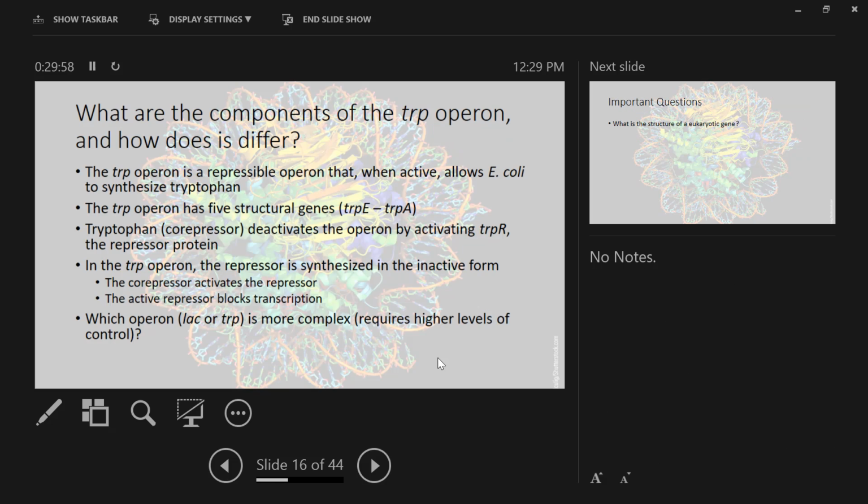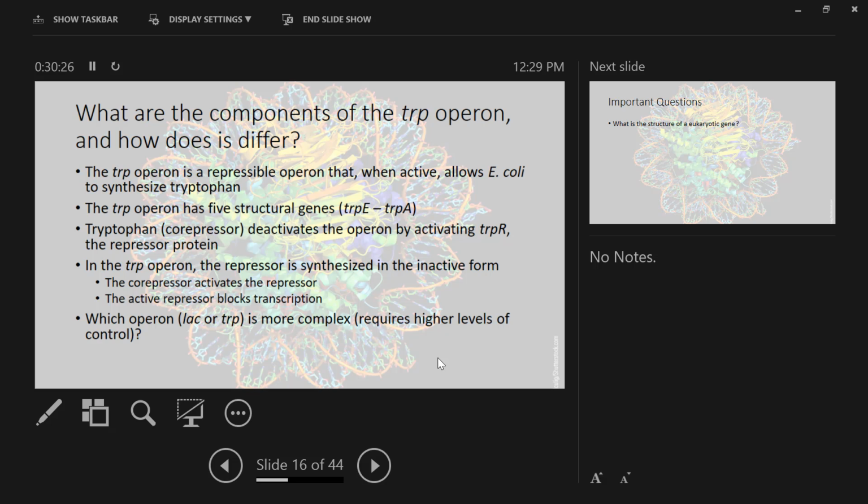So how does it differ from the lac operon? We'll sum this up. It's a repressible versus an inducible operon. It has 5 genes instead of 3. Something in the environment activates the repressor to turn the operon off, versus with the lac operon, something in the environment deactivated the repressor to turn the operon on.